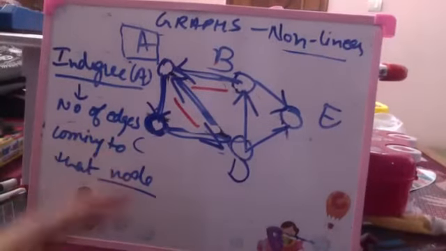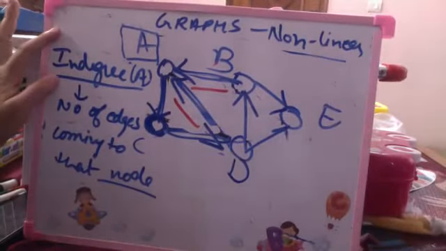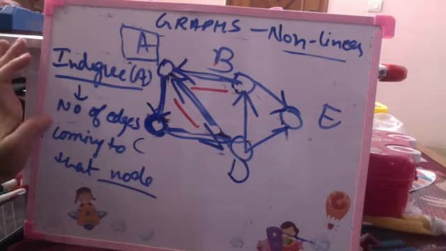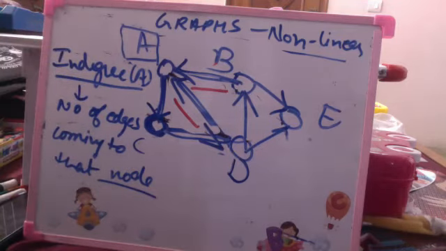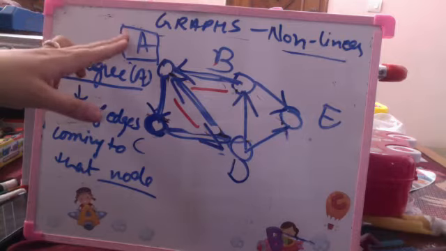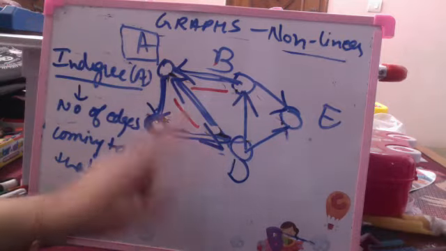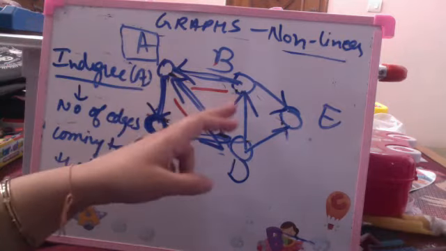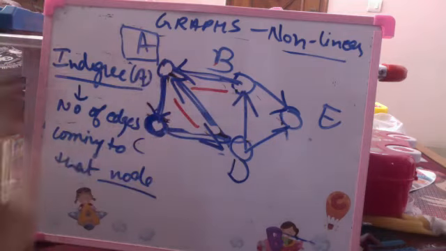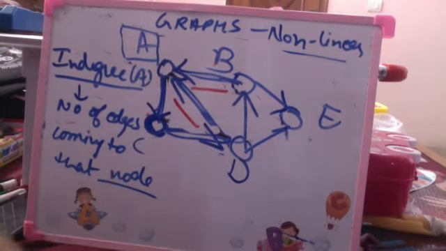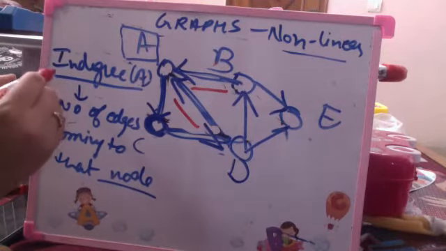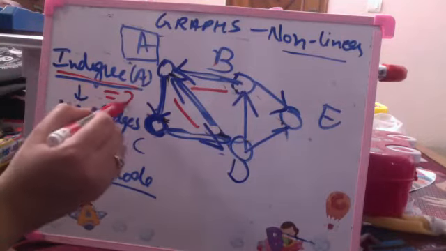So what I'm talking about is the in degree of a node. It is the number of edges coming to that node. If you see in a directed graph, how many edges are coming to A? There is an inbound edge from B to A. So there are only two edges which are coming to A. In degree is the number of edges which are coming to that node. So in degree of A is 2 in our case.